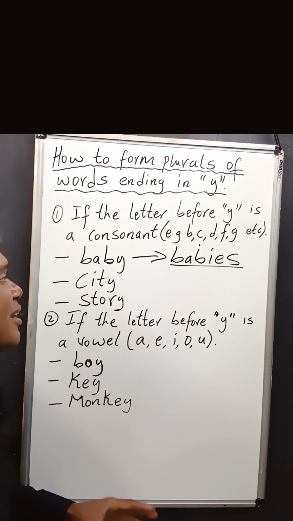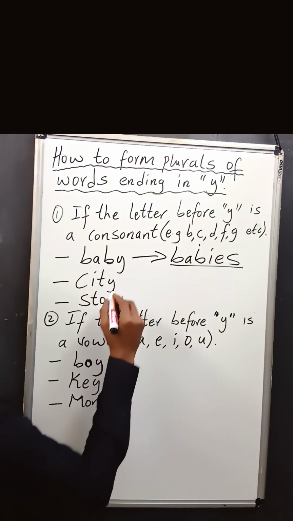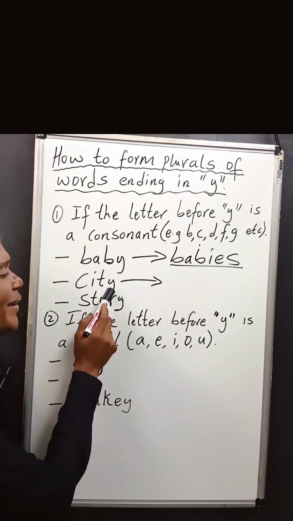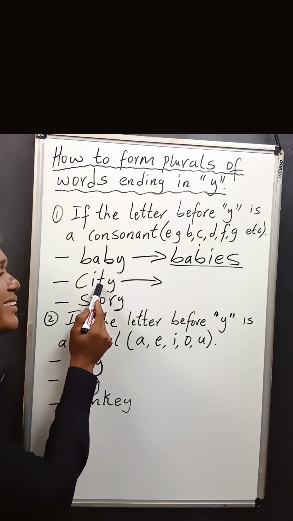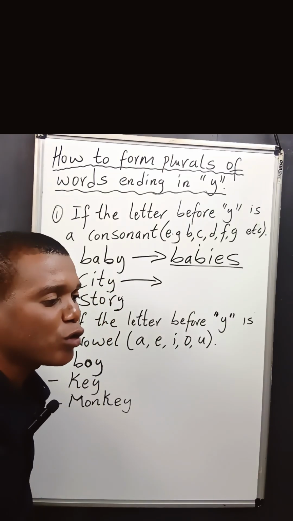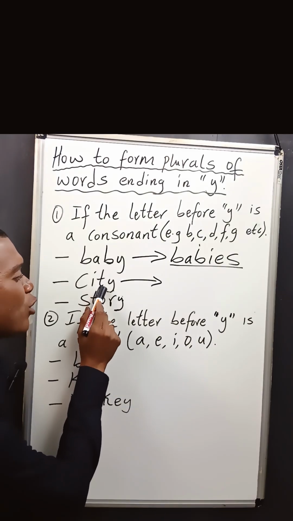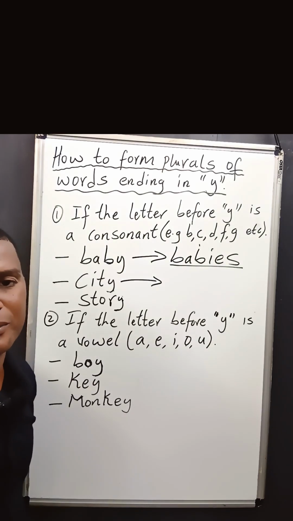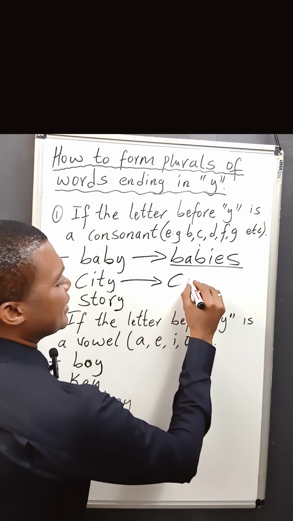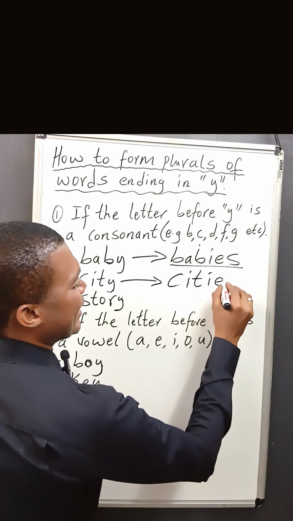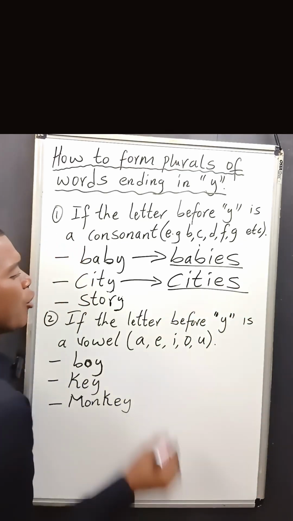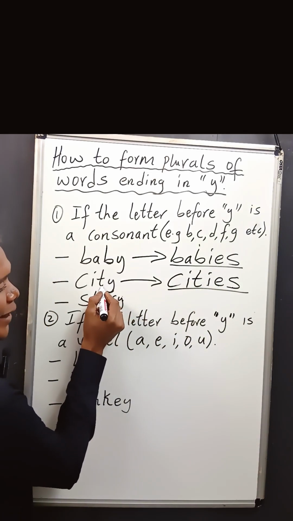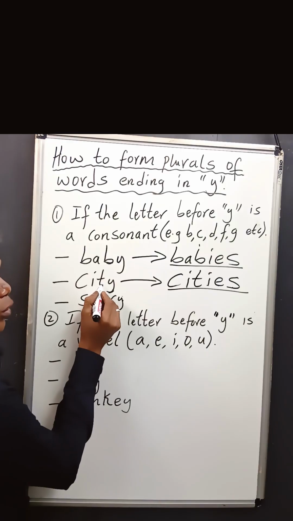Now, next is city. What is the plural of city? The letter that comes before Y is T, and T is a consonant. Because T is a consonant, we remove Y and add IES to form the plural. Then it becomes C-I-T-I-E-S, cities. We remove Y and add IES because the letter that comes before Y is T, and T is a consonant.